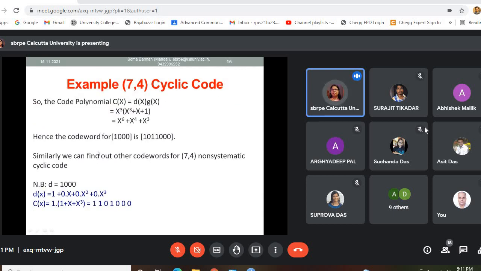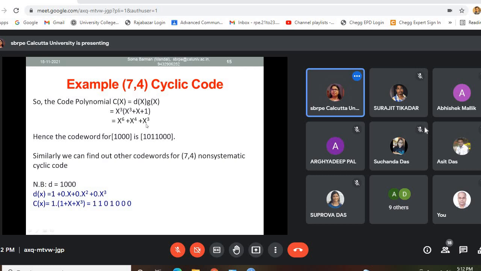Now the code polynomial c(x) is d(x) into g(x). Your d(x) is x cube and g(x) is x cube plus x plus 1, the polynomial I have taken. So you get the multiplication: x to the power 6, then x to the power 4 plus x cube. Then what is your code?